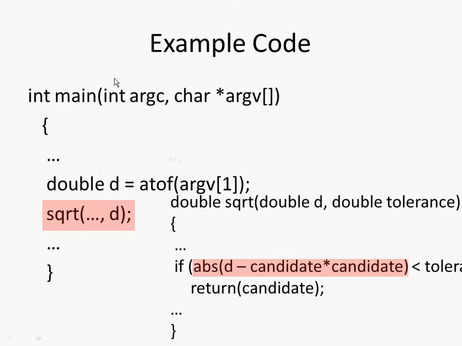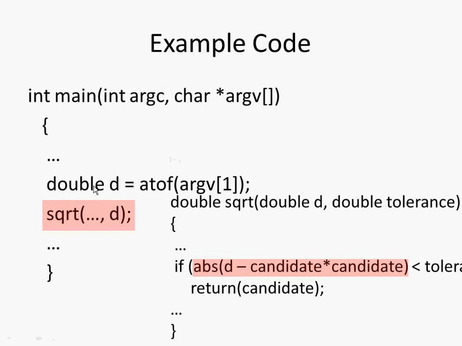Let's talk about this code. So here we have main. Main calls square root. Square root calls the absolute value function. And what's notable here is that there happens to be a variable called d here in main, and another variable called d, which is a parameter in square root.